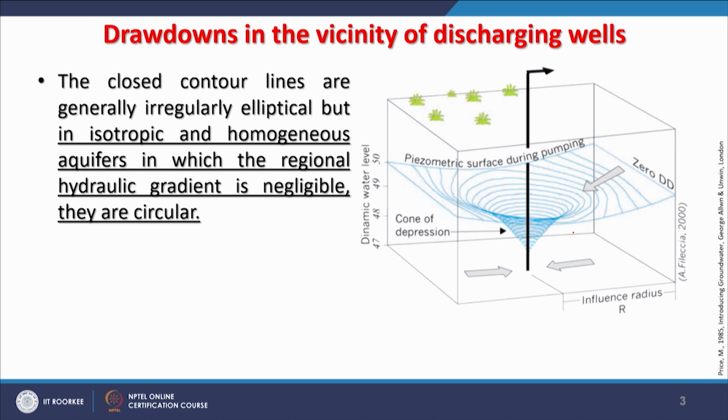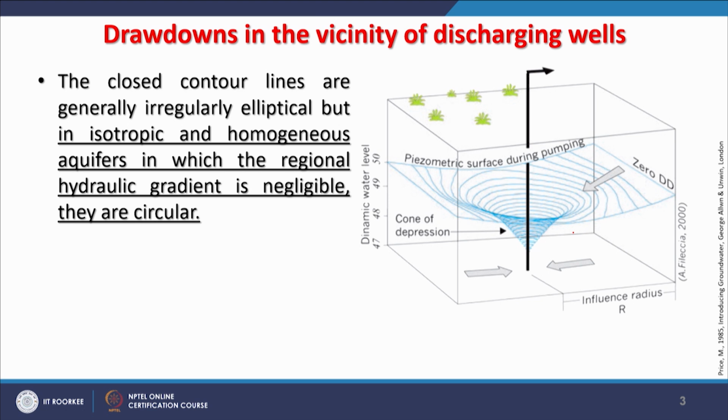So, this will create a sharp cone of depression if contours are close. Closer contours are generally elliptical, may not be regular, especially if you are working in alluvium terrain for a small distance or a small withdrawal, that may be a typical cone of depression. But when geological conditions vary within a small distance, then this is not going to be a regular ellipse, but irregularly elliptical. And in isotropic and homogeneous aquifers, where the regional hydraulic gradient is negligible, then they are circular.